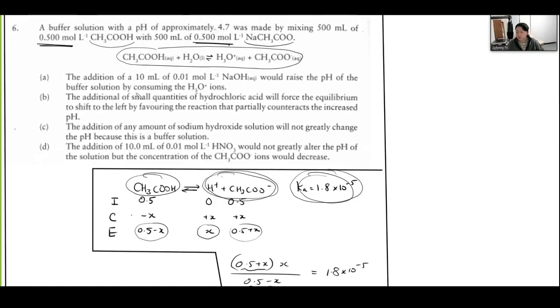Is this a statement or a question? It's true or false on each one of them. Is that a true or false question? Let's think about this again. That's a statement there: the addition of small quantities of hydrochloric acid will force the equilibrium to shift to the left by favoring the reaction that partially counters it. So these are all statements, right? You need to choose which one's most accurate. So let's go for A first: the addition of 10 ml of this much concentration. So this is a small amount of strong base, right?